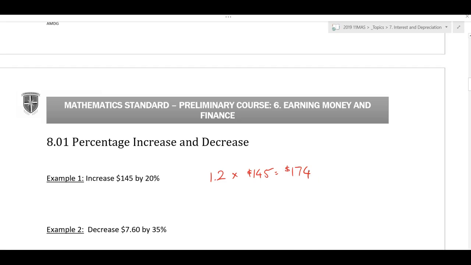So the key there is not to find 20% of 145 and add it on. That will work, but it's a little bit more work, a little bit of extra effort. I want to find 120% of the original amount.